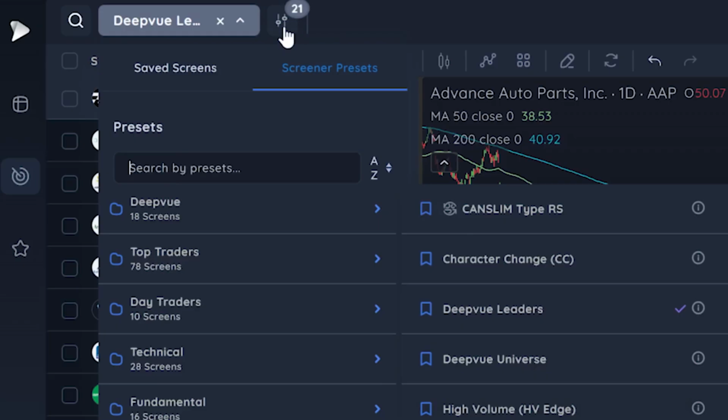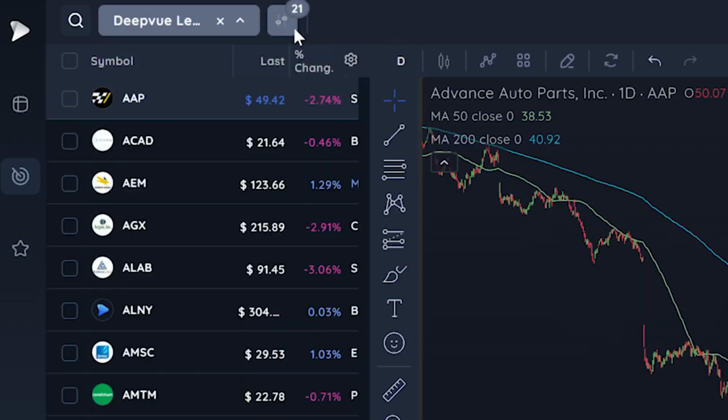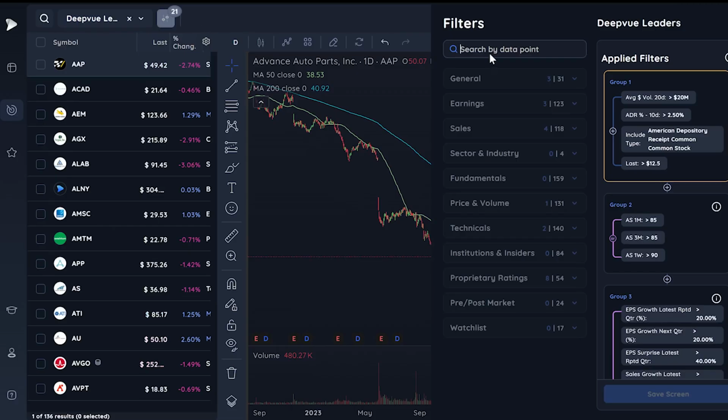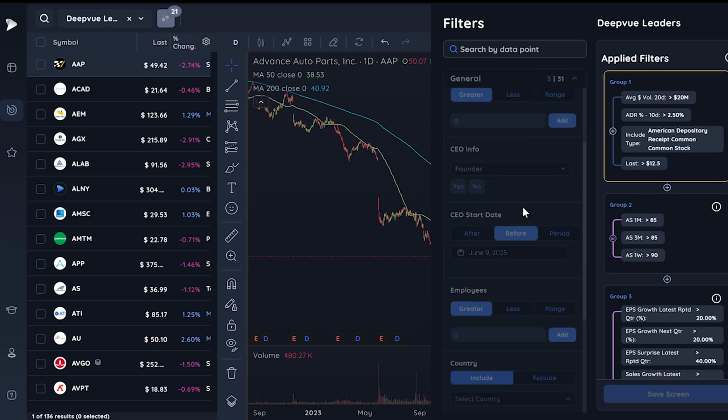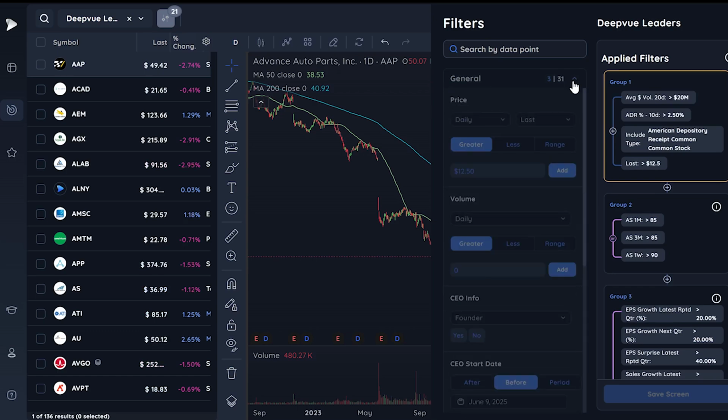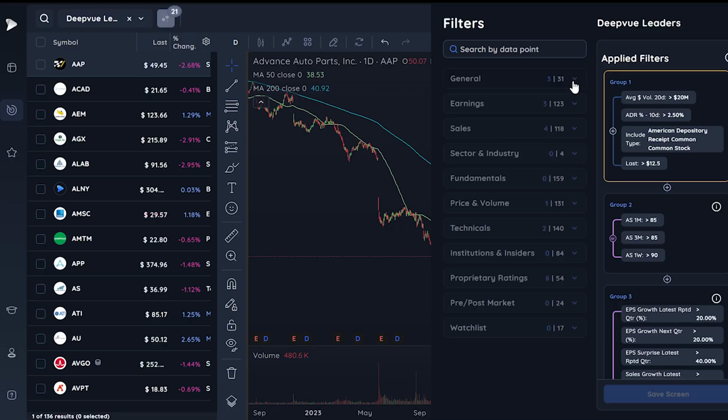If you want to see more about what DeepView is doing with each of these screeners, you can click the button up here and it'll bring up all of the filters that are applied in this current screen. And this is where you can also see all of the filters that are available if you want to create your own screen within DeepView, which is really easy to do. You can duplicate any of the existing preset screens and customize them to your needs.